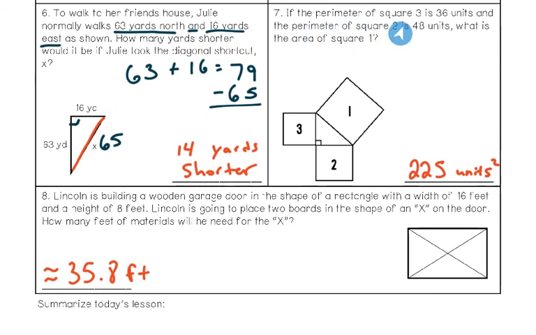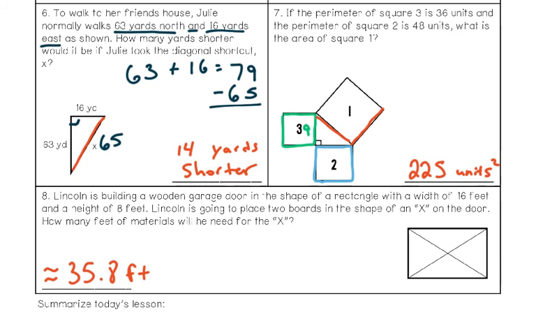It says if the perimeter of square 3 is 36 units and the perimeter of square 2 is 48 units, what is the area of square 1? So I know a few things. I know that in a square, all the sides are equal. I also know that perimeter means all the sides added up. Since there's 4 equal sides, I can take square 3's perimeter of 36 units and divide it by 4 to get the length of one side. So I know that the length of one side is 9.